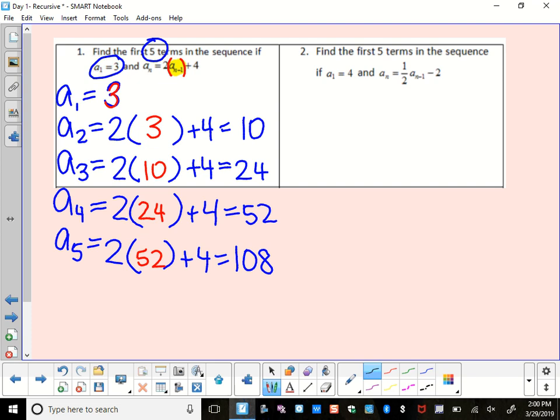All this is lovely, but I want you to show me that you know what the first 5 terms are. I don't care if you rewrite it at the bottom. I don't care if you box up or circle your answers. I just want to be able to find your answers quickly. So now we know my first 5 terms: 3, 10, 24, 52, and 108.